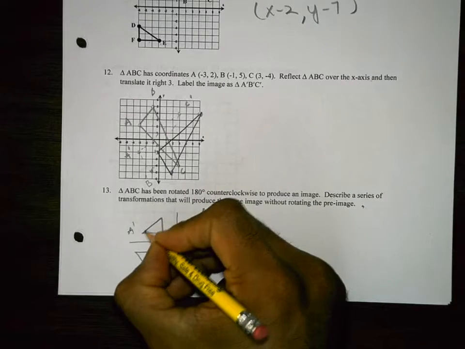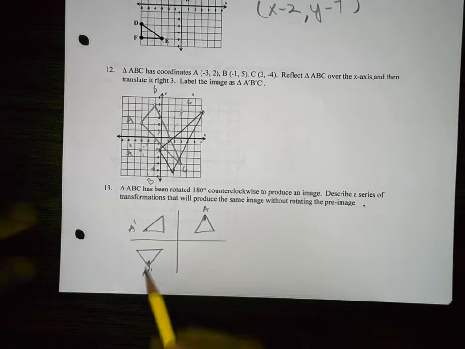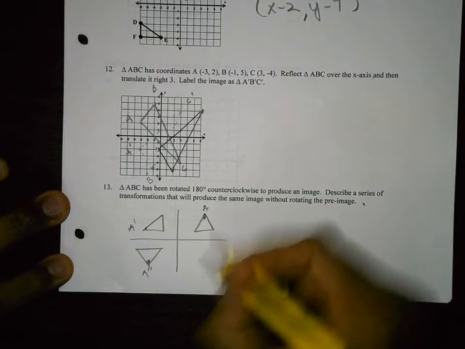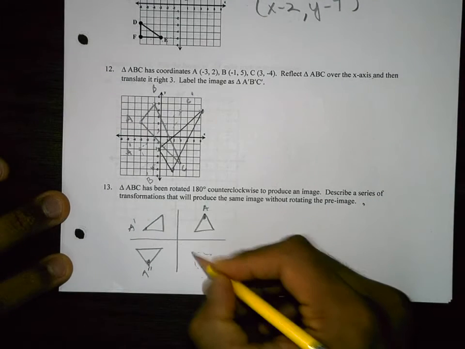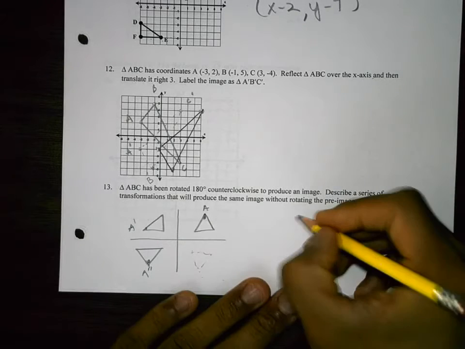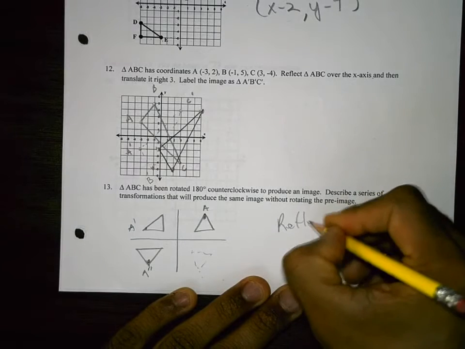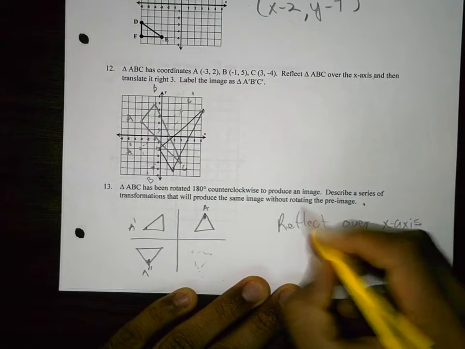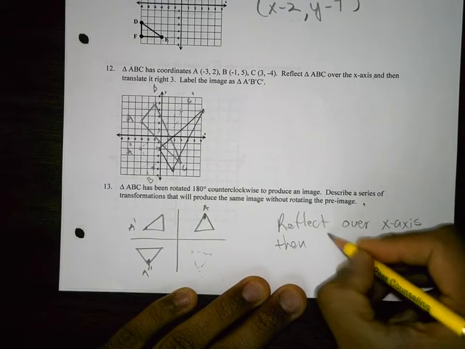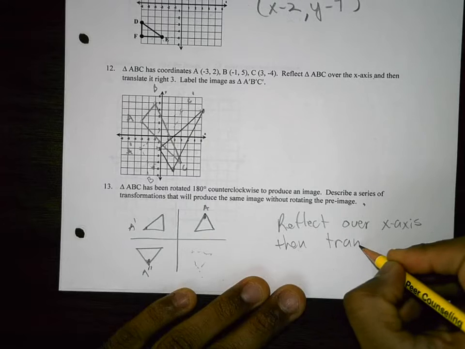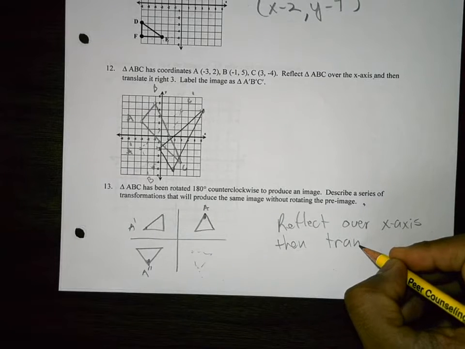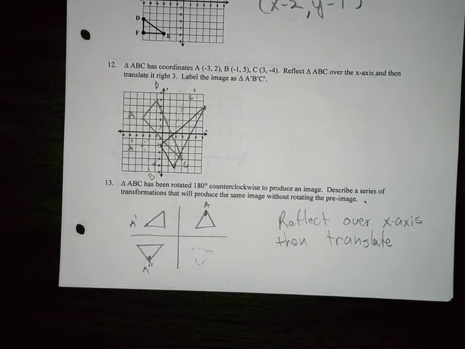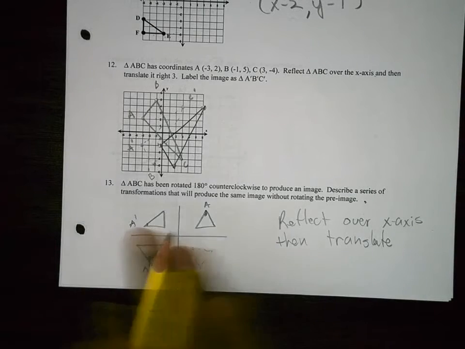Well, how can I get to here without going that same direction? Well, if I reflect it, I'll get A to come down here. So if I reflect it down here, then translate it over. So I would say reflect over the x-axis, then translate to the left. Okay.